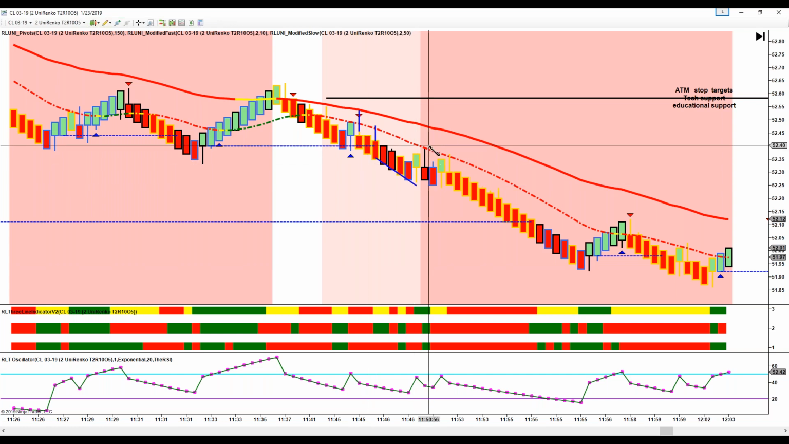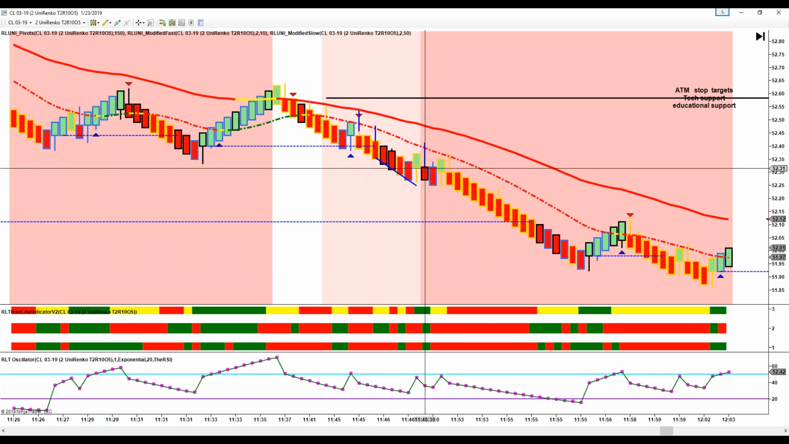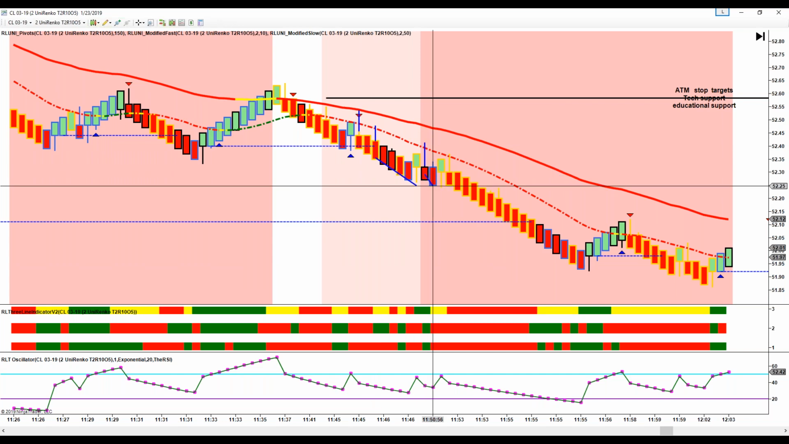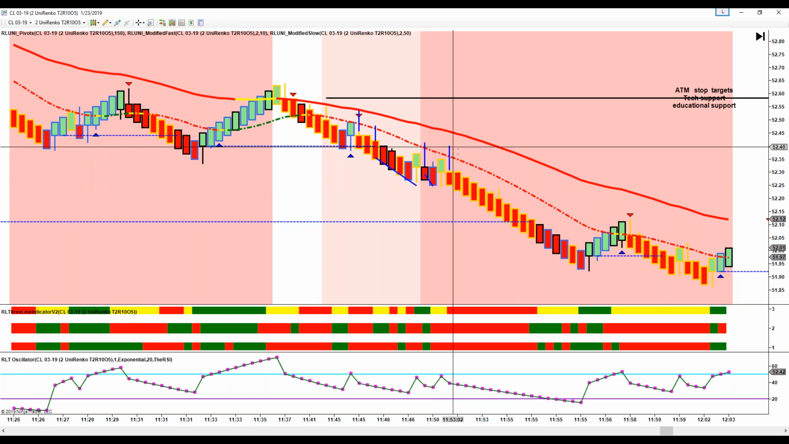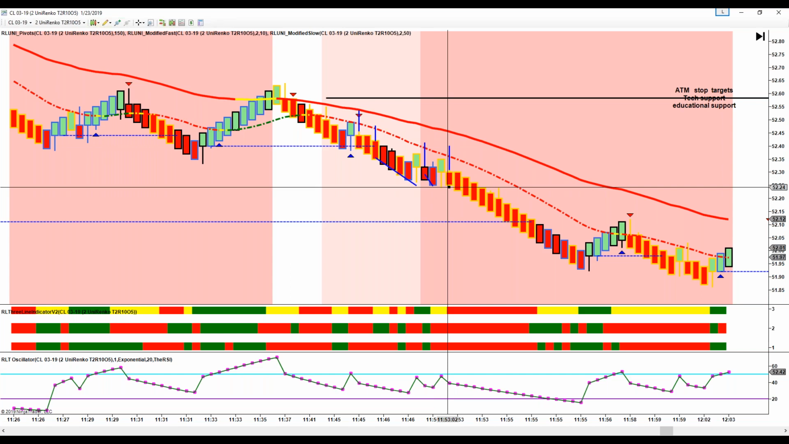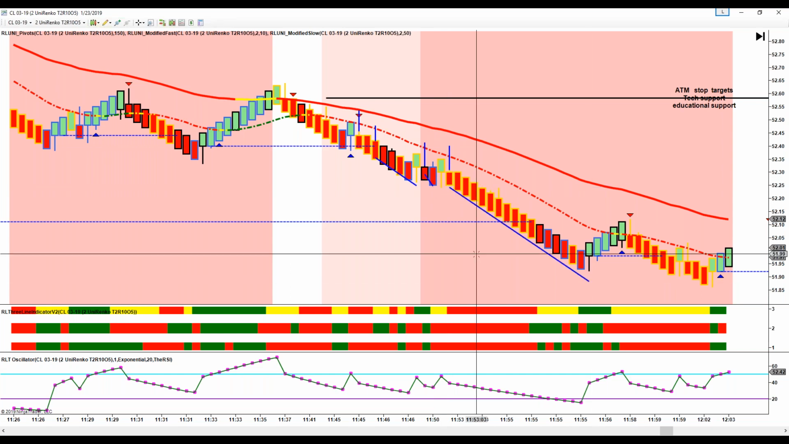Here's your short without the 3 line. And look where it goes. Nowhere. Now here's your continuation trade. You've got no signal, but you've got the 3 line, everything, and you're in and down you go. So you don't necessarily need an oscillator signal.